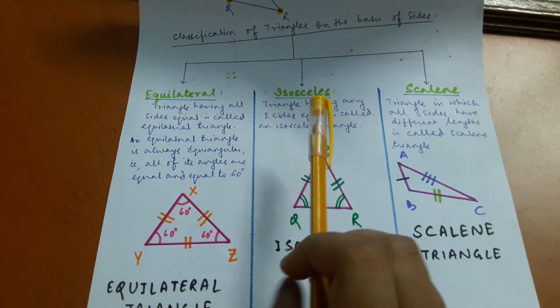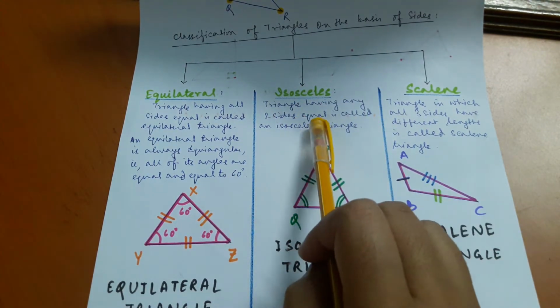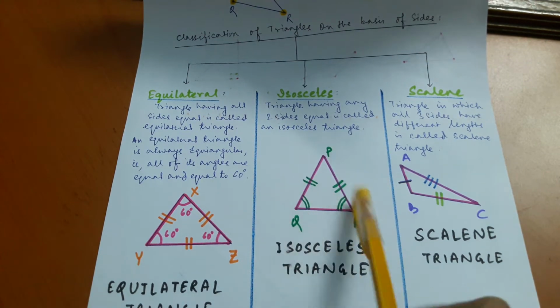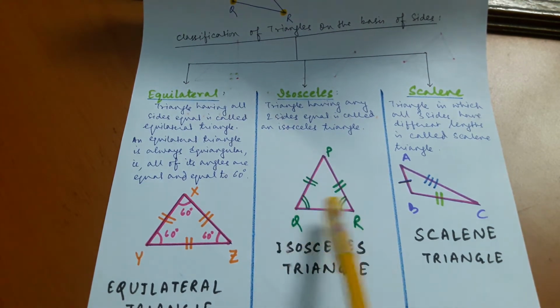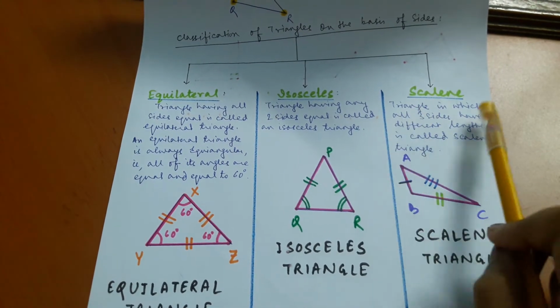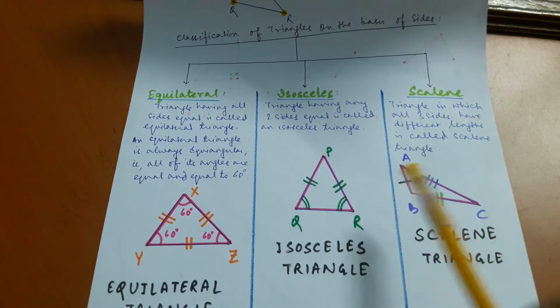So come to the second category, isosceles. Triangle having any 2 sides equal is called an isosceles triangle. Look at the figure, these 2 sides are equal for this triangle PQR. So PQR is an isosceles triangle. Now scalene. Triangle in which all 3 sides have different lengths is called scalene triangle.